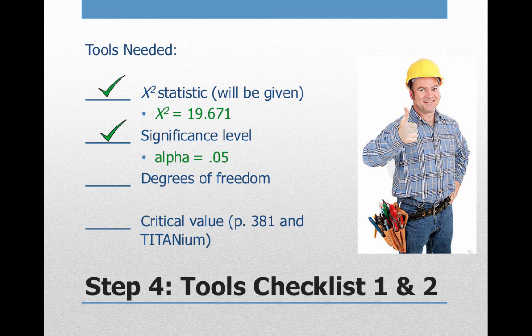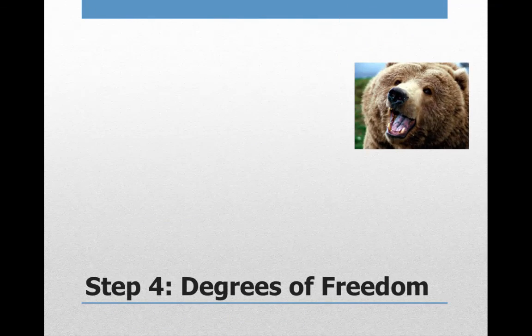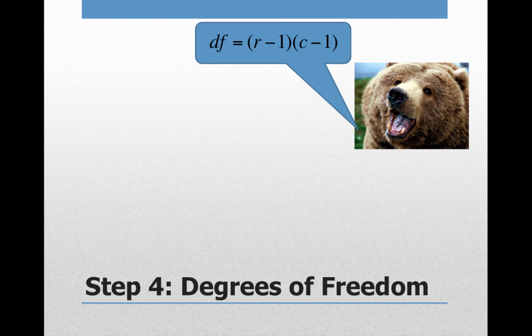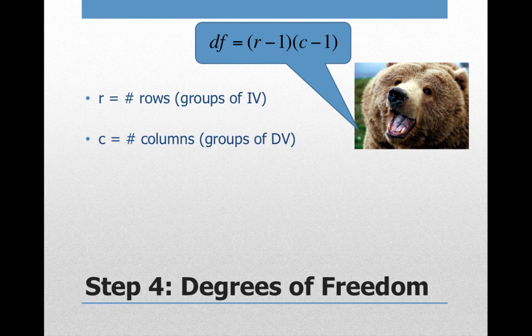So now let's turn to our third tool that we need, our degrees of freedom. So, Bobby the Bear, what's our degrees of freedom for chi-square? Degrees of freedom for chi-square is equal to r minus 1 times c minus 1. Well, what do r and c mean, Bobby? Well, r is equal to the number of rows, which is essentially the number of groups of your IV, and c is the number of columns, which is also the number of groups that you have within your DV.